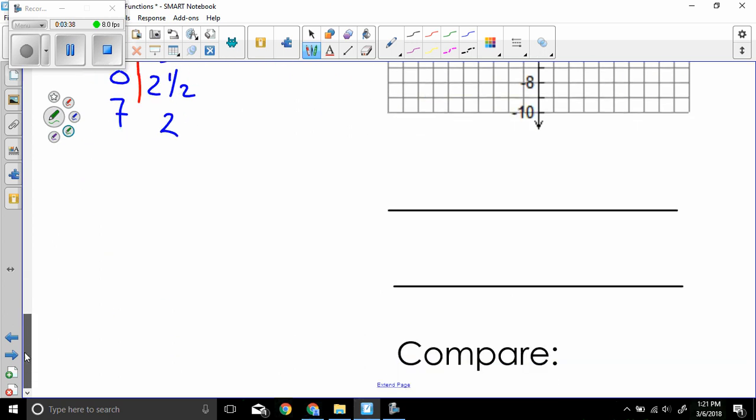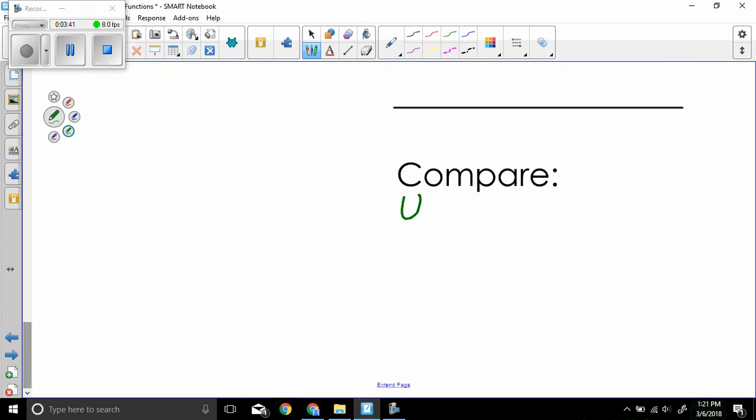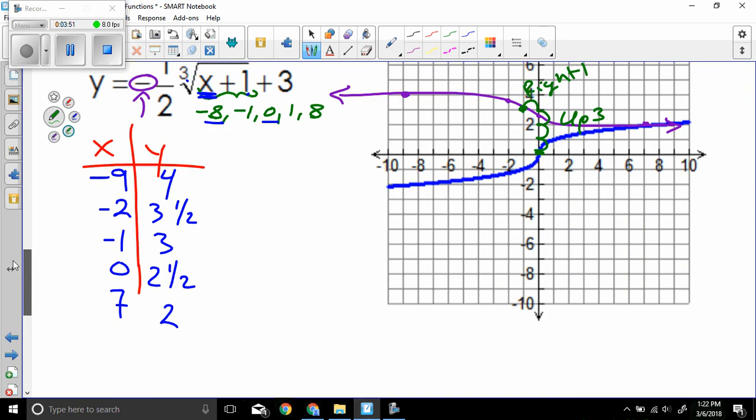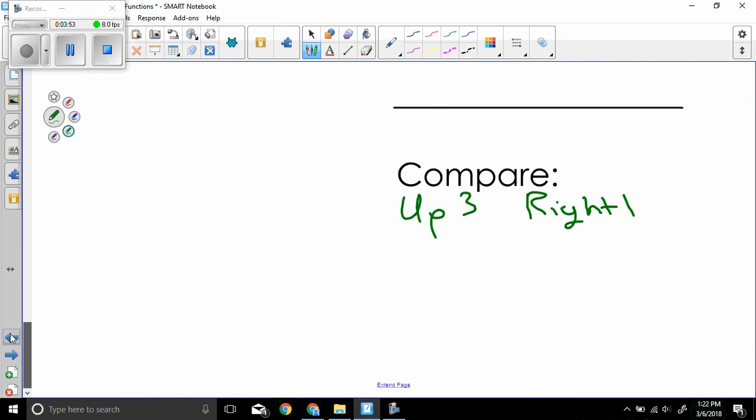So let's see. Oh, down here on the compare, that's what I just did. I went up 3 and I went right 1. Now that negative sign, well, it looks like it flipped the S around. It's almost like it reflected. That's known as a horizontal reflection.